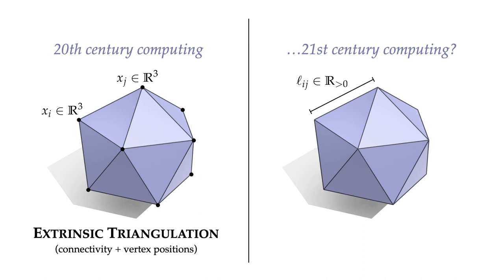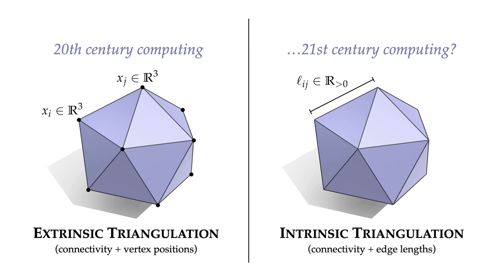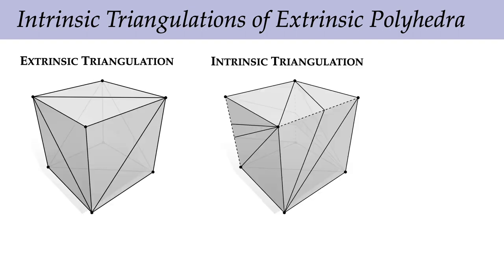If you're a mathematician, you might just call this object a triangulation, but for clarity, I'm going to call it an intrinsic triangulation because it captures only intrinsic data about the shape. For instance, how far is it from one point to another along the surface, but not how it sits in space. And where this all starts to get really interesting is when we have an interplay between an intrinsic and extrinsic description of a shape.